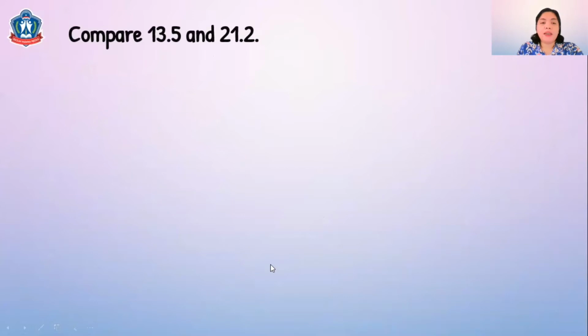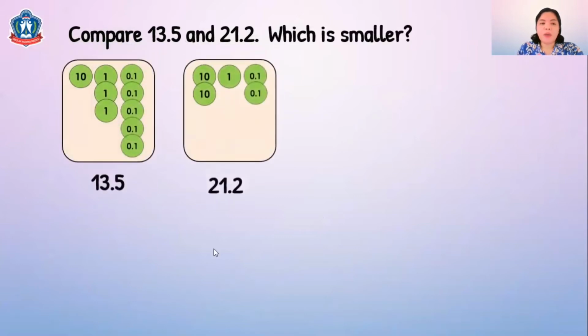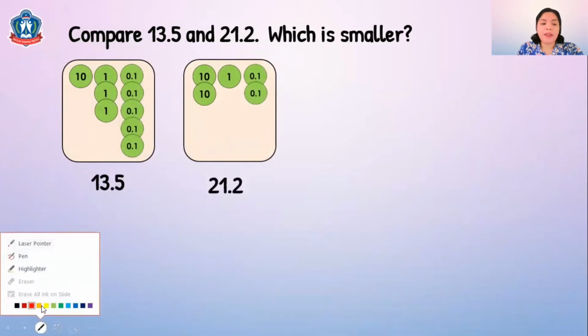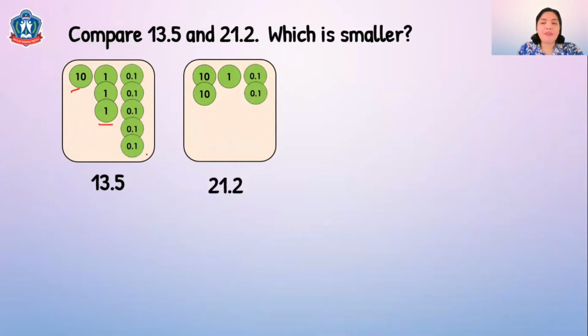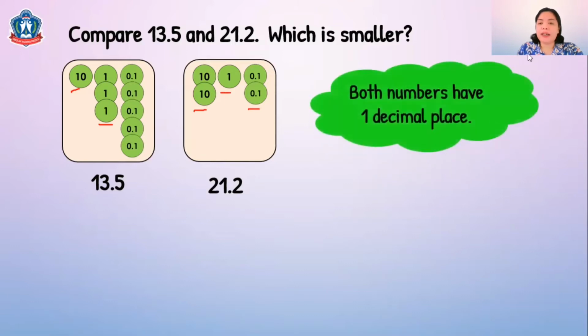Now, let's compare some decimals. I have here 13.5 and 21.2. Let's compare these two decimals. Which is smaller? So remember, take a look. So we have 13.5. 13.5 means 1 ten, 3 ones, and 5 tenths. 21.2 means 2 tens, 1 one, and 2 tenths. Both of these decimal numbers have only one decimal place, meaning from the decimal point, there is only one decimal place.